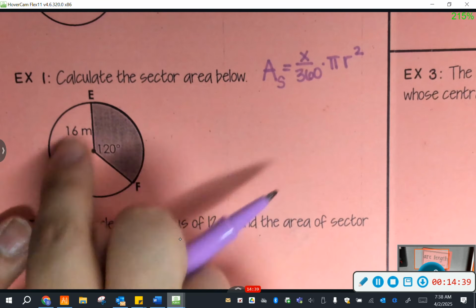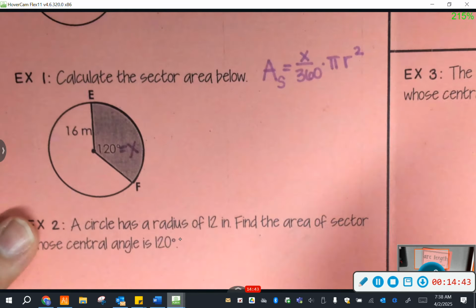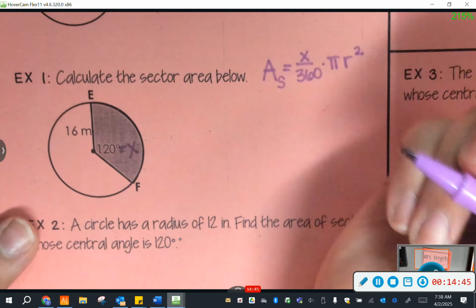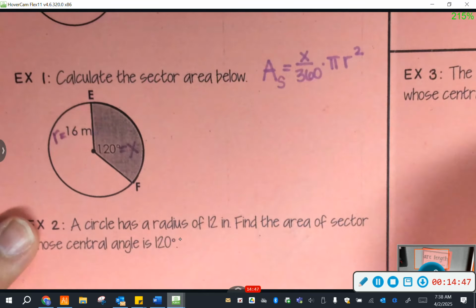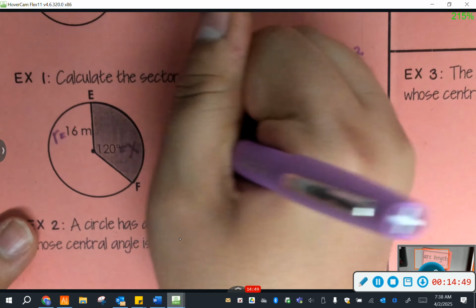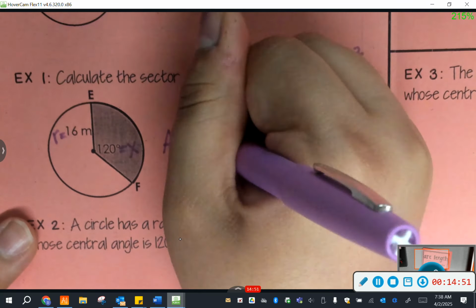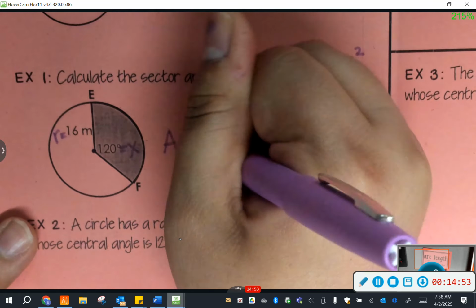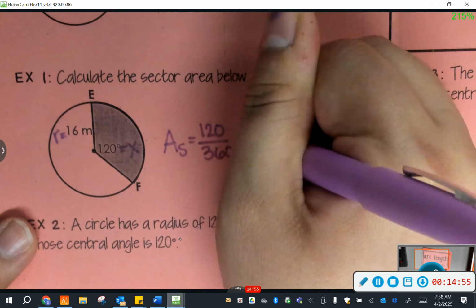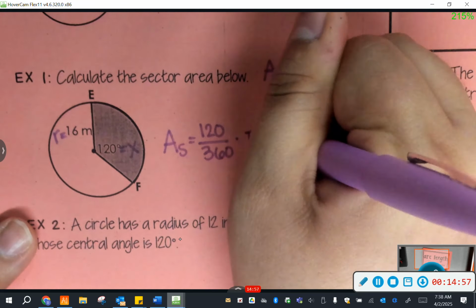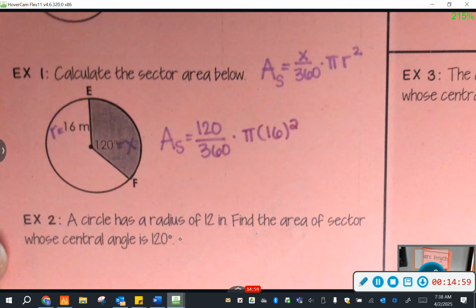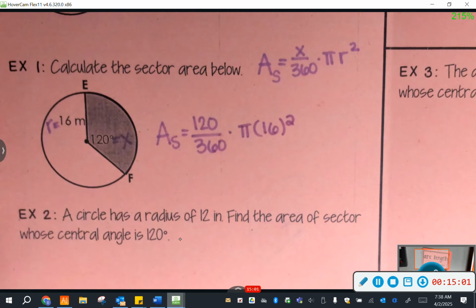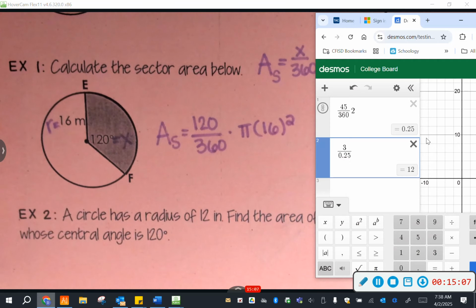Okay. What information is what? The 120 is your x. My 120 is my x because that's the degrees, and my 16 is my radius. And I am just going to plug into this formula: 120 over 360 times pi times 16 squared. Plug in what you know, and then what do we do? Just put it in Desmos.